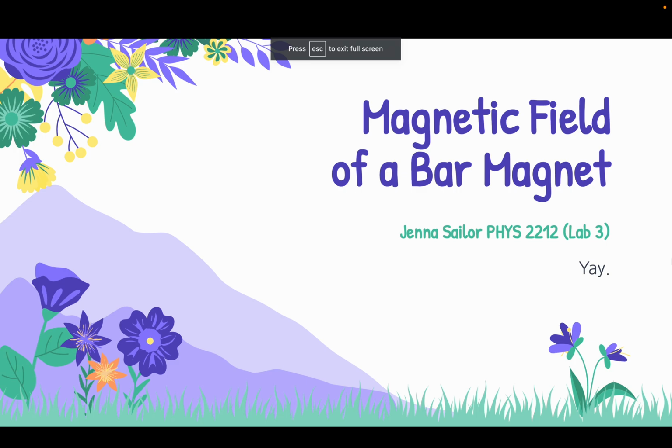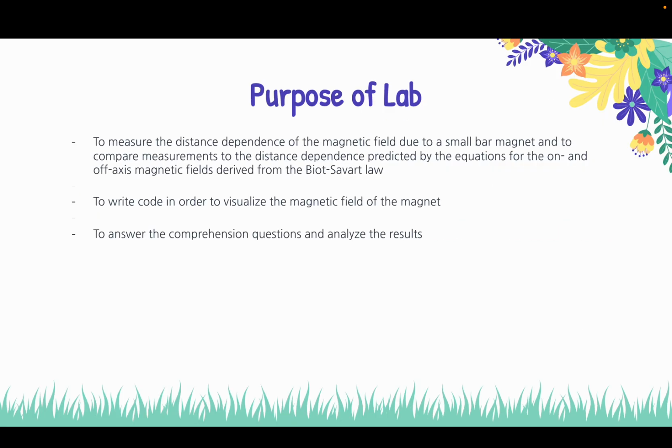Hi, my name's Jenna Sailor, and this is my Physics 2212 Lab Report 3 on the magnetic field of a bar magnet. Purpose of the lab: to measure the distance of the magnetic field due to the small bar magnet, and to compare the measurements of this distance predicted by equations for the on and off axis magnetic fields from the Biot-Savart law, and also compare these to the computer model.